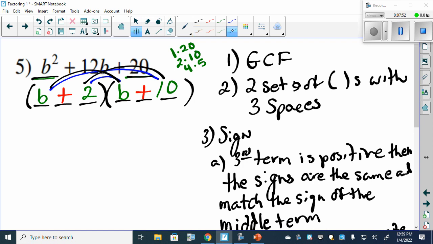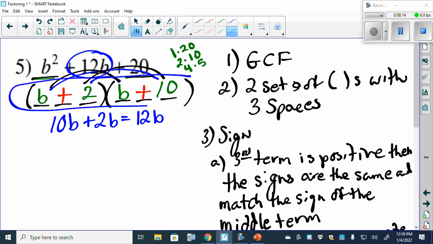But the main one that we are focused on is getting back to the middle term, because the way we set it up will make the middle term change. Now, b times 10 is 10b. 2 times b is plus 2b, which gives us 12b. Is that the middle term that we wanted? So these are the factors of b squared plus 12b plus 20. And that's it. Any questions on this here?